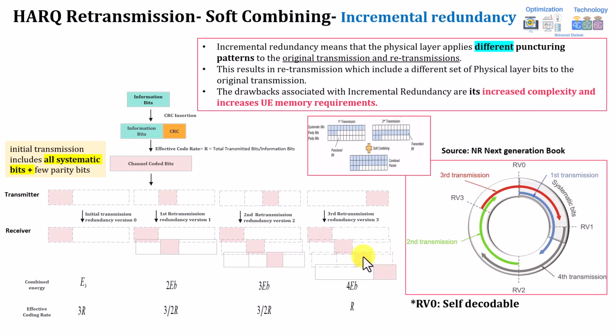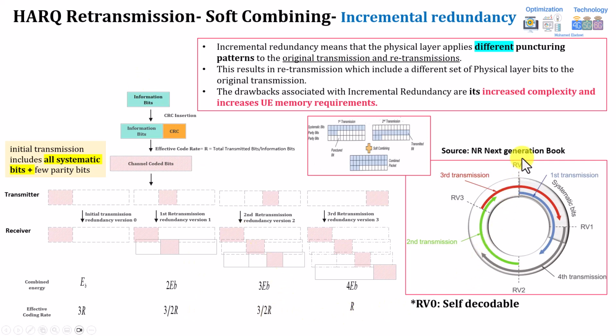So again, this is the main idea here, that it's increasing your combined energy for each of the new retransmission, same as the chase combining, and at the same time it's reducing your coding rate. So accordingly, you will have more redundancy bits on top of your original information. So this can help the receiver to correct the data.